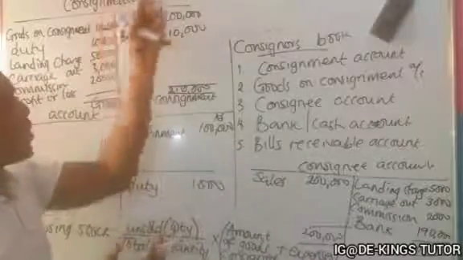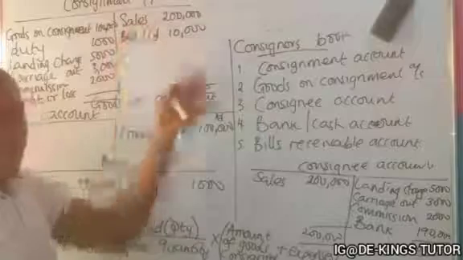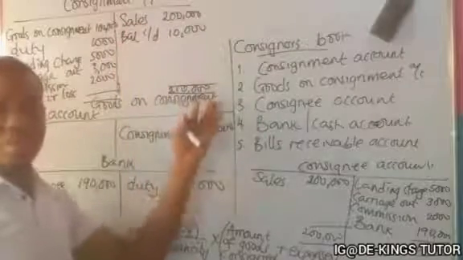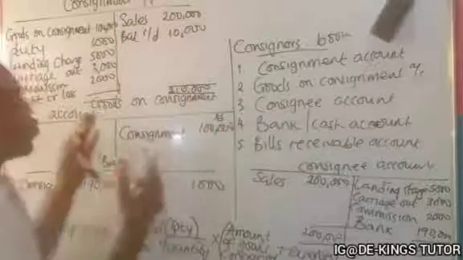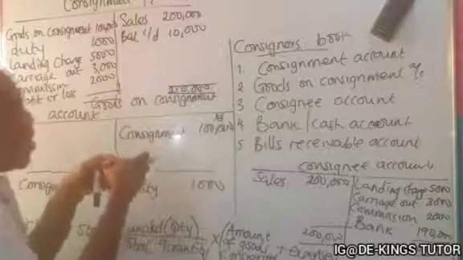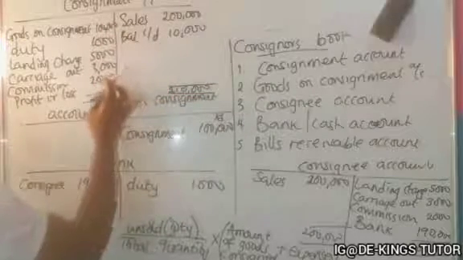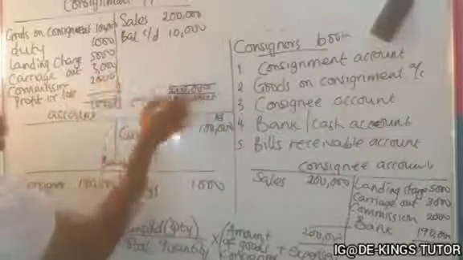Remember, I told you the consignment account is majorly called the profit or loss account in terms of the consignment, because this is where you record both the expenses and the income that comes to that consignment. So you add up this, now you add up this. These are the expenses. Deduct it from the total.